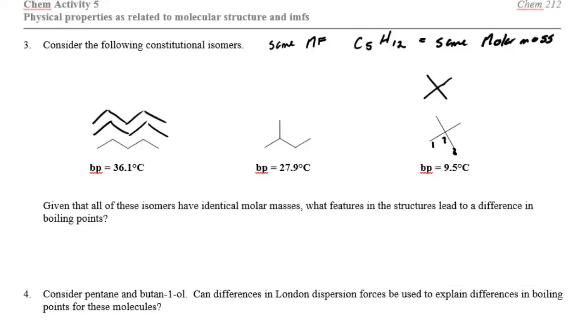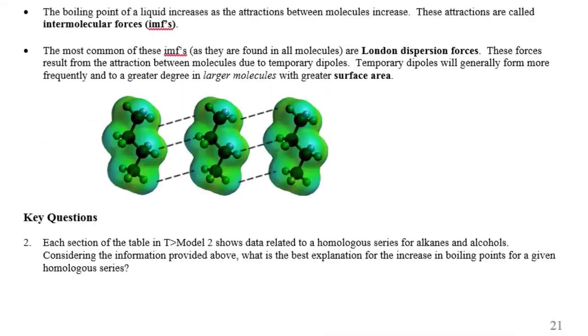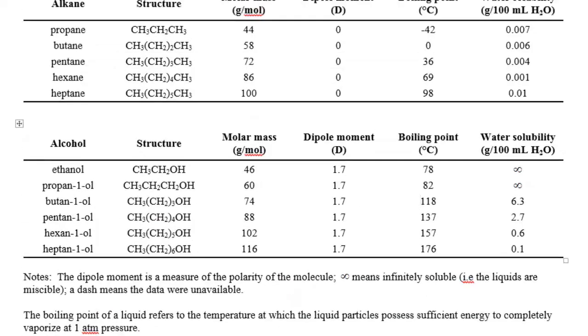The last thing that we'll look at in Chem Activity number 5, part 2, is question number 4. Here you're asked to compare pentane and butan-1-ol, and specifically you're asked to indicate whether or not the differences in London dispersion forces can be used to explain differences in boiling point. Well, what we need to do is go back to the previous table and look at data concerning these molecules. So you're asked to compare pentane, which has a molar mass of 72 grams per mole, to butan-1-ol, which has a molar mass of 74 grams per mole. Now the boiling points are considerably different. 36 for pentane and 118 degrees Celsius for butan-1-ol.